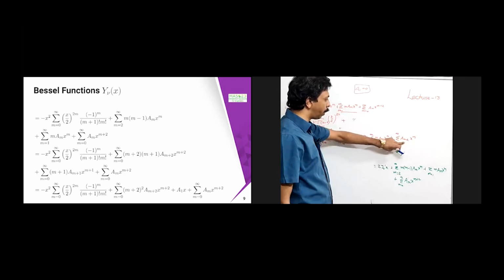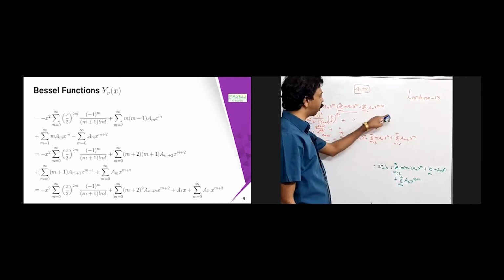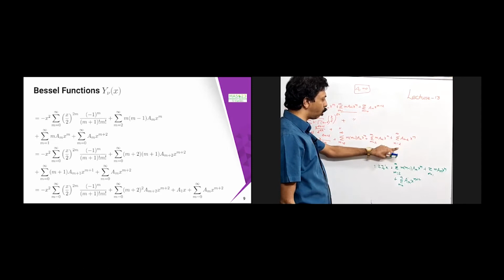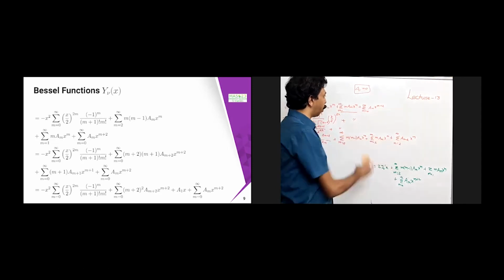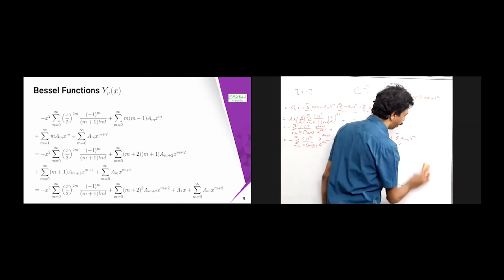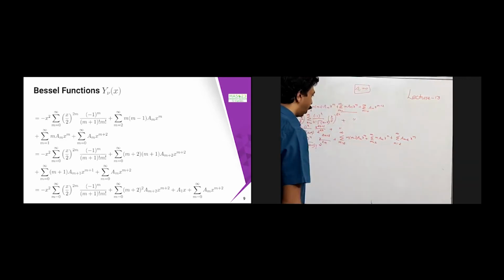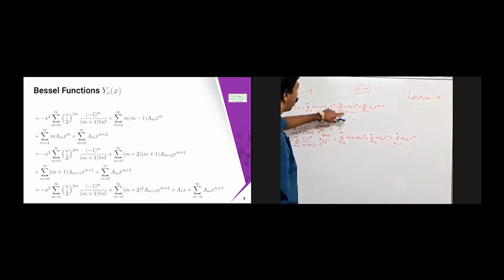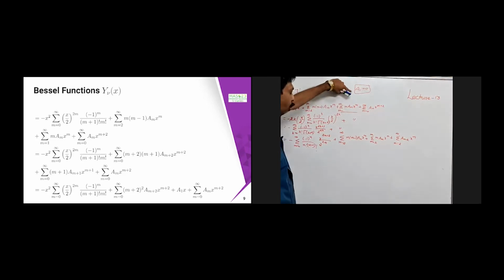You can verify that a naught x square is going to come. Here also it is going to come, a naught x square. Next term, a1 x cube is going to come. Here also if I put m equal to 3, a1 x cube is going to come. Therefore both are same. I didn't make any big changes over there. So m equal to 1 is already taken care of, that is a1 equal to 0.